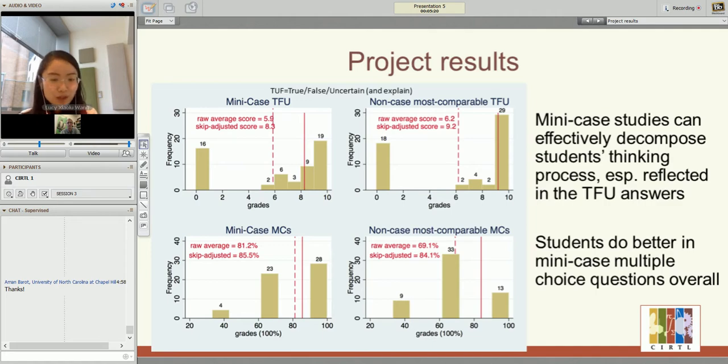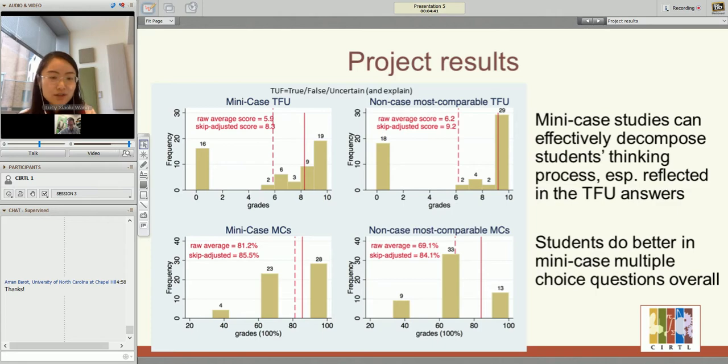And when we look at the bottom panel, it's a little bit more interesting. The same idea applies to the multiple choice questions. It's still true that students are more likely to choose to answer those mini-case-based multiple choice questions, and they did much better on those mini-case questions compared to the most comparable non-case questions. My reflection on this is that students do better on multiple choice mini-case questions because they get the intuition right, but they have a little bit of difficulty articulating the logic, which is reflected in the true or false question.